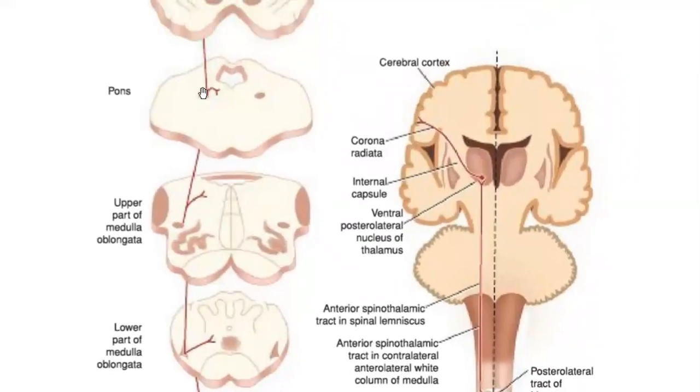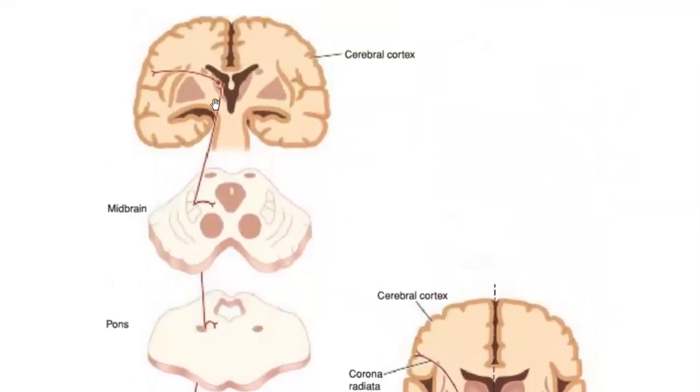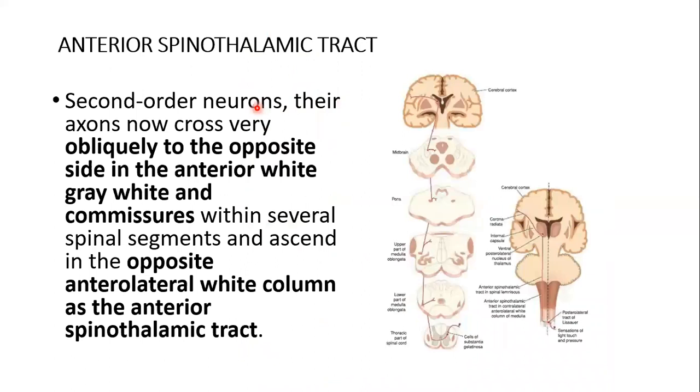And this is pons, and this is lying posteriorly, and this is the midbrain. There, this lies in the tegmentum. And going here, the third order neurons go to the thalamus, and then to the internal capsule, the corona radiata, and the postcentral gyrus of the cerebral cortex. So second order neurons, their axons now cross very obliquely to the opposite side in the anterior white commissure, within several spinal segments, and ascend in the opposite anterolateral white column as the anterior spinothalamic tract.